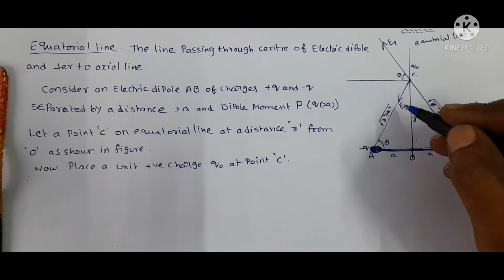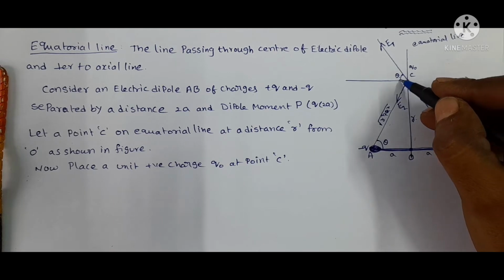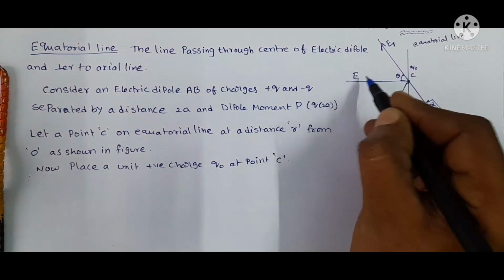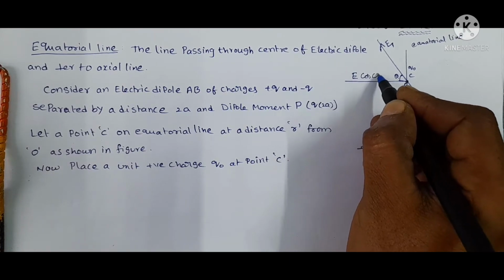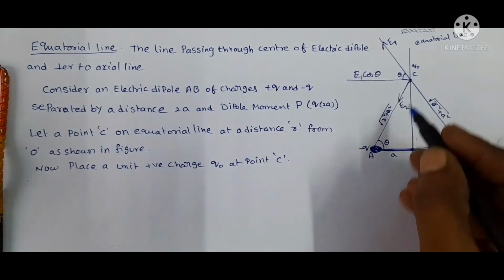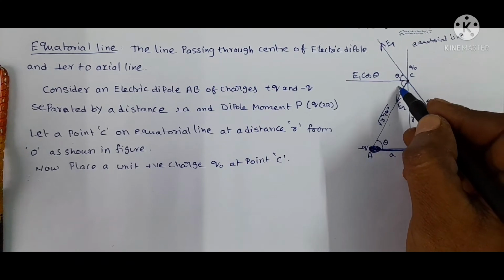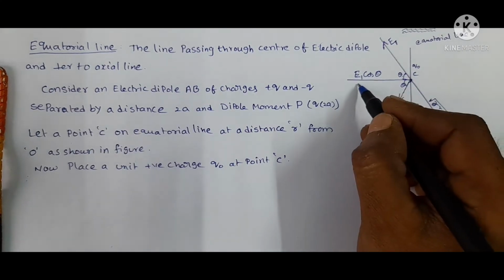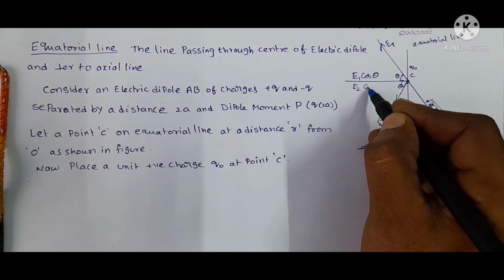Now resolving this, for the electric field in this direction, E1 will be like this, E1 cos theta. This is also making an angle theta. Now the same theta value. Now for this, E2 cos theta.